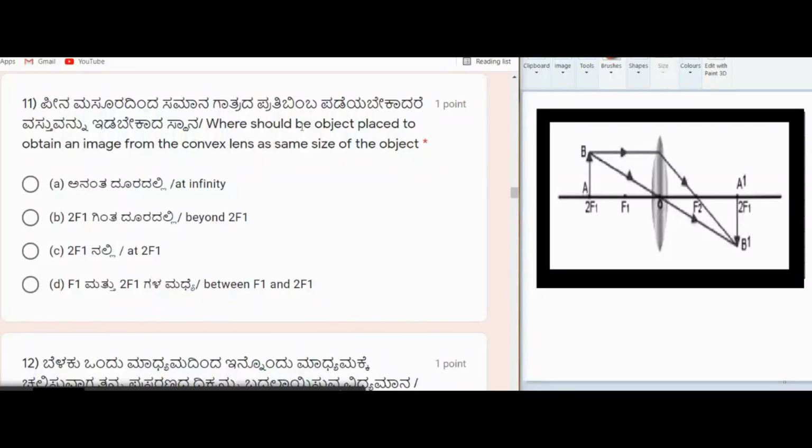11th question, where should the object be placed to obtain an image from the convex lens of the same size as the object? If you see the right side of the screen, AB is the object and A dash B dash is the image, which is exactly equal to AB. So AB and A dash B dash are the same size if the object is placed at 2F1. So the correct option for 11th question is at 2F1. C is the correct option.